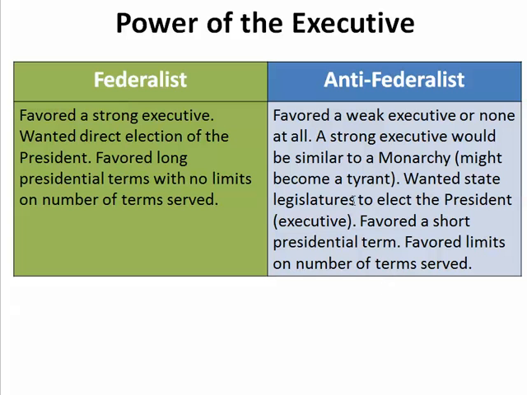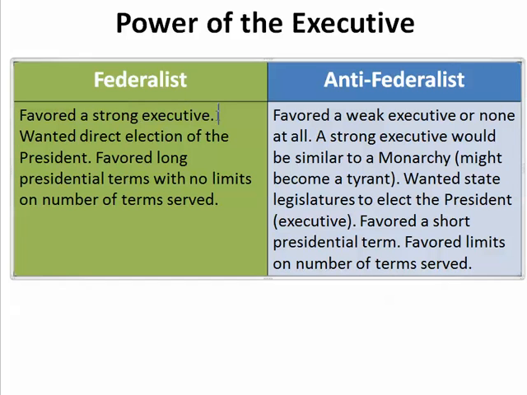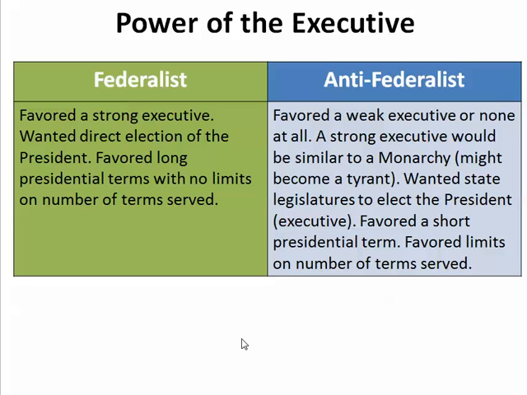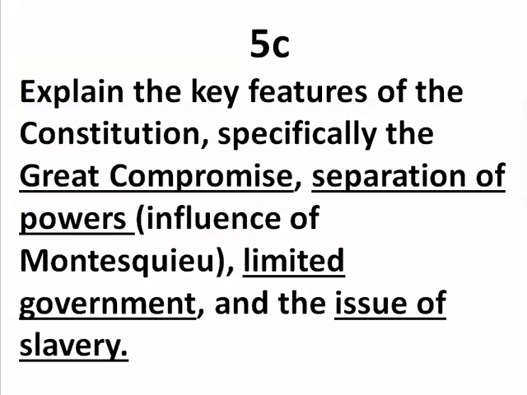They favored short presidential terms if we were to have one, and then favored limits on the number of terms that a president could serve. The Federalists, on the other hand, favored a strong executive. They wanted somebody to get something done. They wanted a direct election of the president by the people. And they favored long presidential terms with no limits on the number of terms served. And in the original Constitution, they created the Electoral College. They agreed to have the Electoral College choose the president. That's part of one of their agreements.